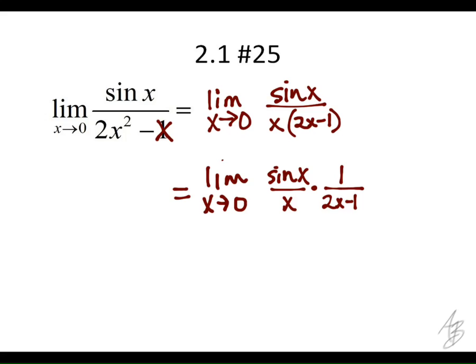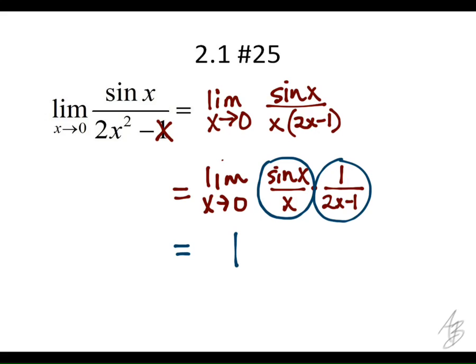Now, there's a property of limits. We didn't spend much time talking about it, but basically, if you take two separate functions and you multiply them together, then the limit of the product is the product of the limits. So I can take the limit of this one, I can take the limit of this one, multiply them together, and I'm going to get the whole limit. All right, so what is the limit as x approaches 0 of sine of x over x? 1. That's 1.